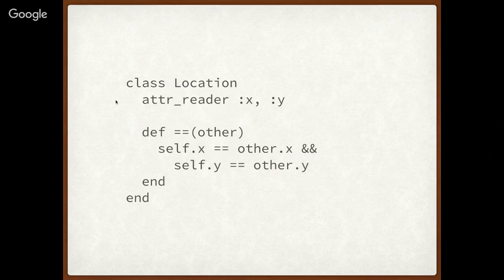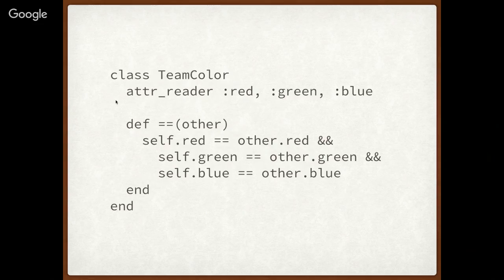So for my class location, I've got to do the same thing I was doing before in that method. I've got to say, okay, my X has to be the same as the other entity's X, and my Y has to be the same as the other entity's Y. Team color, same pattern. I've got to make sure my red value is the same, my green value is the same, and my blue value is the same.